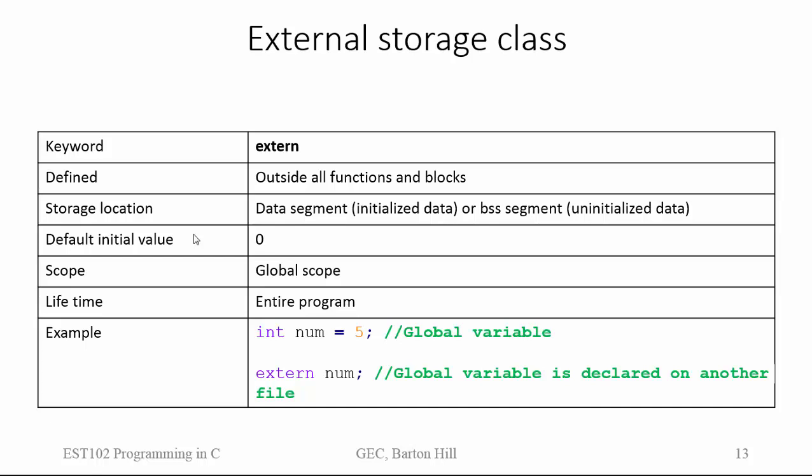Here we have the keyword extern, and it is defined outside all functions and blocks. The storage location will be in memory. Initialized data will be stored in the data segment, and if they are uninitialized, then they will be stored in the BSS segment. Their default initial value is 0. Then they have global scope, and they have the lifetime of the entire program. We will explain it with the help of an example.